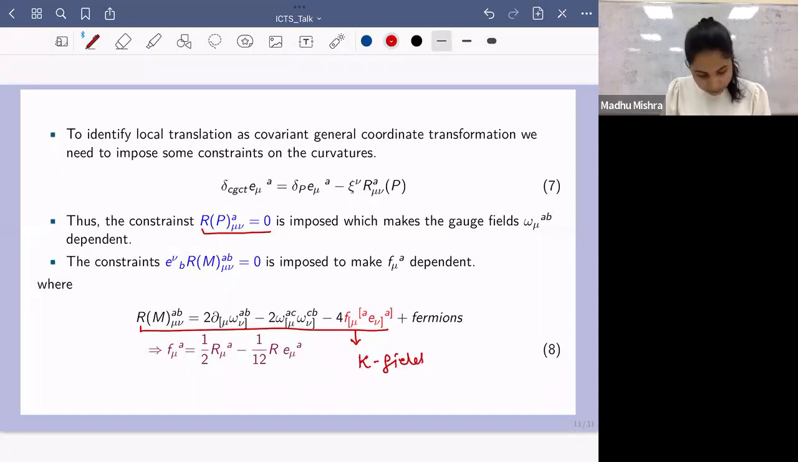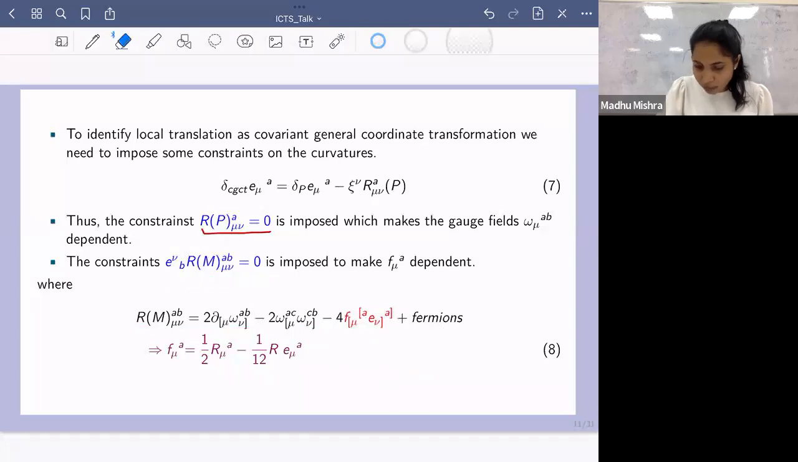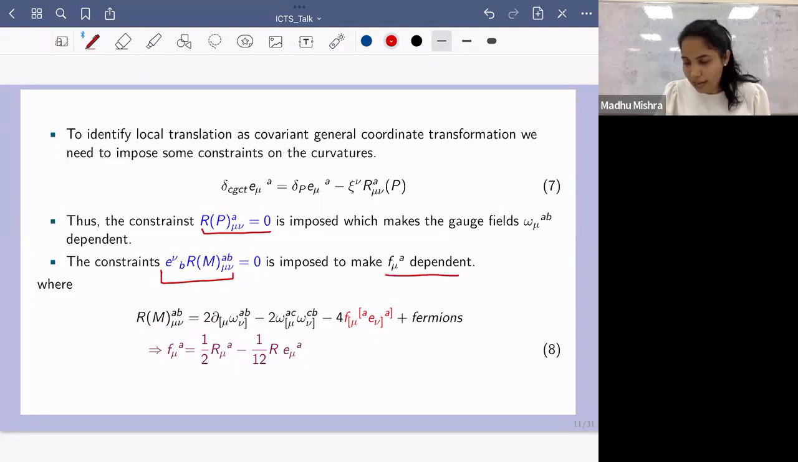It appears algebraically here. So we can impose this kind of constraint to obtain F mu A as a dependent field. If you count the components of this constraint, it is actually equal to the components of F mu A. So after imposing this constraint, you can obtain F mu A as a dependent field, and you can show that this will be equal to the Ricci tensor plus something proportional to the Ricci scalar.